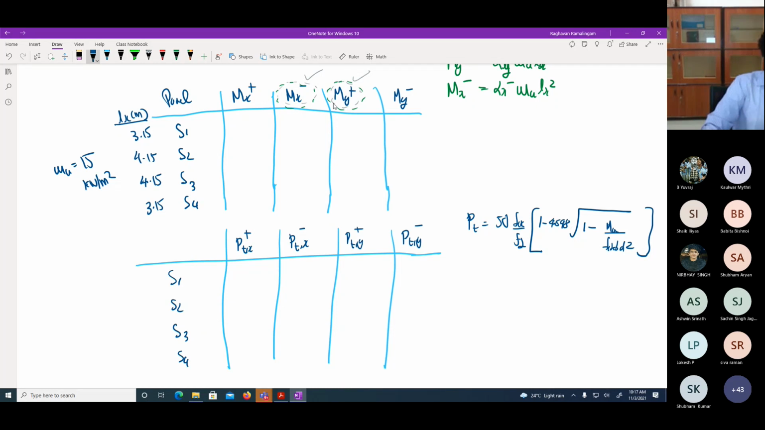So we'll find this out. Among this, only the maximum moment is going to be used. Okay, so based on that, we'll find the percentage, where 4.58 is coming inside the root, like 1 minus root 1 minus 4.59 Mu by FC cube.